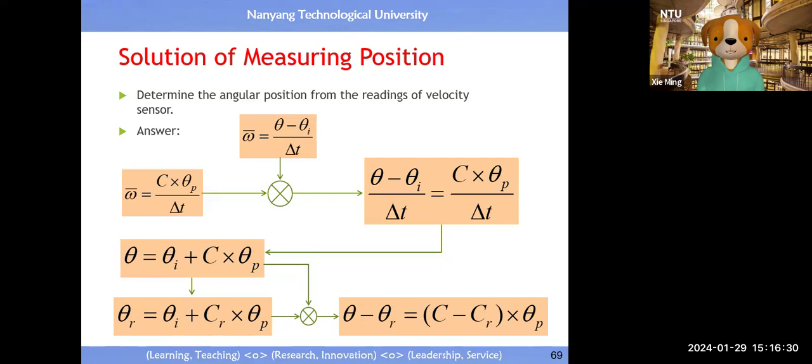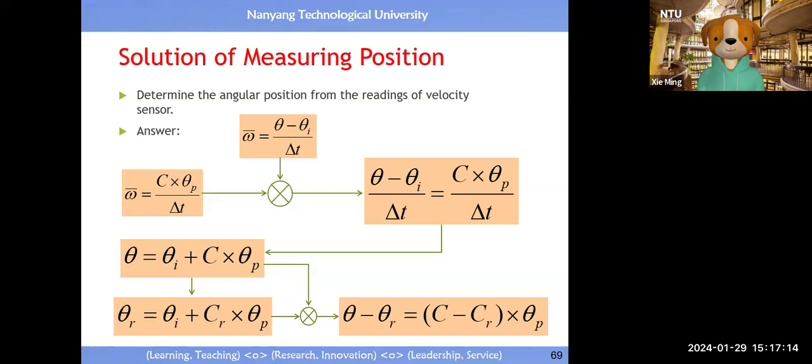Now you have two equations. You have theta R equal to theta I plus CR times theta P, and on top, theta equal to theta I plus C times theta P. The equation on top minus the equation below, then you can cancel the theta I term. Then you have theta minus theta R. What is theta R? Theta R is the position at which the R sensor has a signal output, so you treat it as a zero position. So theta minus theta R is an increment from the zero position, right? That gives us the measurement of the absolute position.